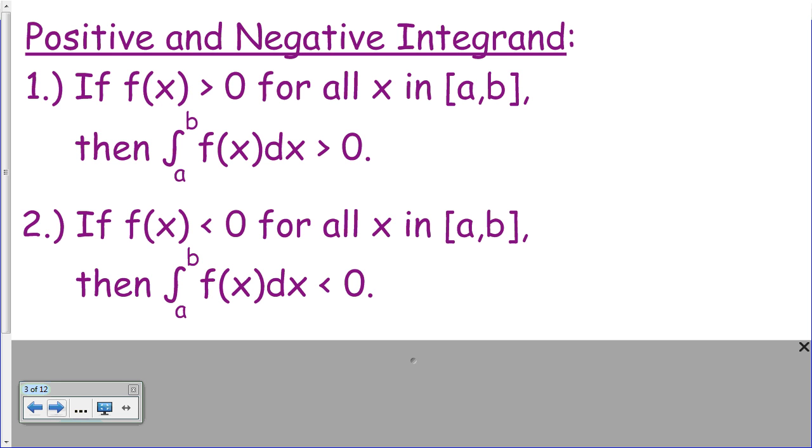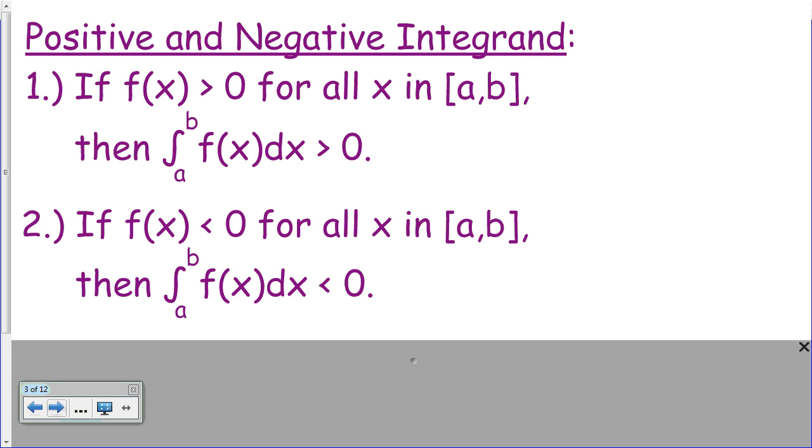So the first one here is for positive and negative integrands. The integrand, remember, is the function you're integrating. So the first part of this one says if f of x is greater than 0, so f of x is our integrand, our function. If that function is greater than 0, in other words, it's always above the x-axis, it's always positive, for all x in the closed interval from a to b.